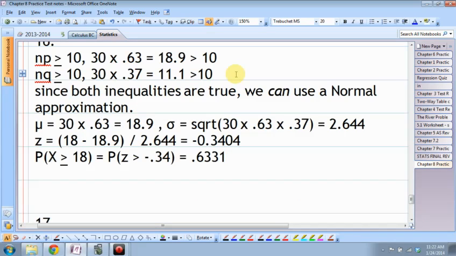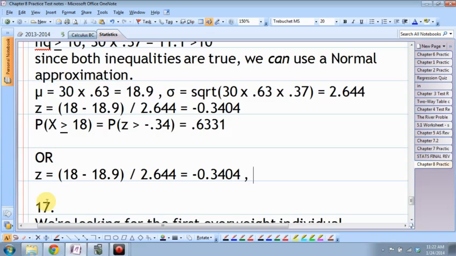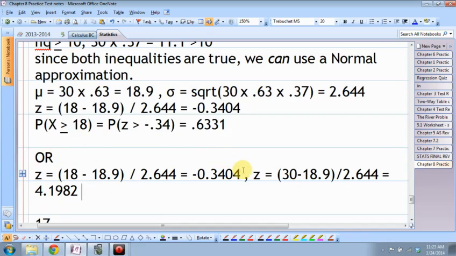Okay, the other thing that sometimes people do is to actually not just get the first z-score, but also get the z-score for 30. Because if we're going to figure out greater than 18, it also has to be less than 30, right? So we should get the z-score for 30. So 30 minus 18.9 divided by 2.644. And that's that second z-score.